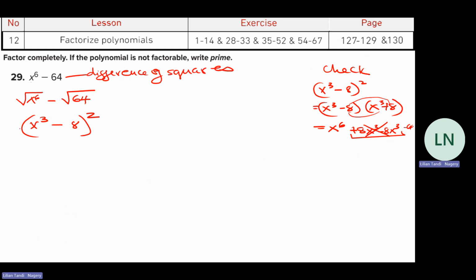And because it's a difference of squares, what does that mean? You need 2 brackets, one with plus and one with minus. So you're going to put here x cubed minus 8, x cubed plus 8. Now, what do you notice? This is a difference of cubes.